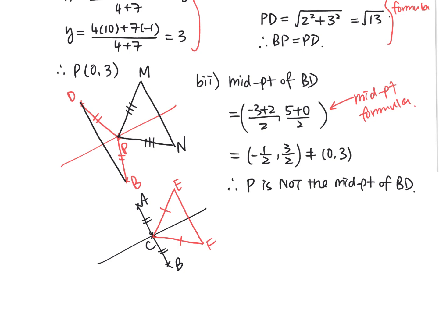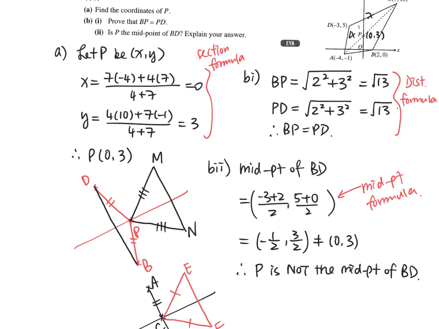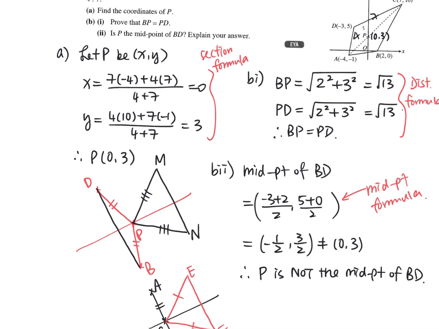So, this situation in the question is basically saying that PBD forms an isosceles triangle, and P is the third vertex, while B and D are the base angles.